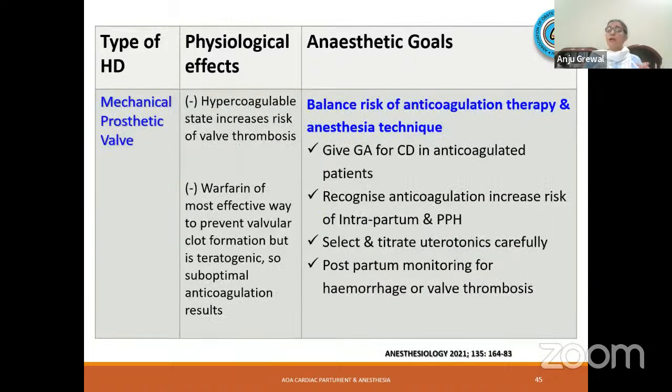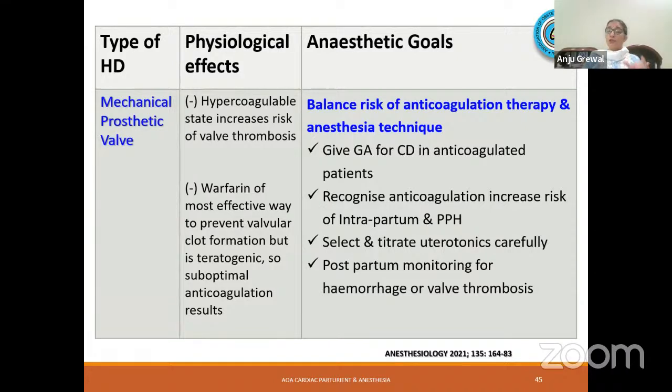Most of your mothers would come with a treated mitral valve or an aortic valve, so they might have a mechanical prosthetic valve sitting there, which will need anticoagulation therapy. What we need to remember is that warfarin is teratogenic, and therefore most of the time would be used in doses less than 5 milligrams per day in the first to the second trimester. And then the obstetricians usually move to heparin in the later part of the pregnancy.